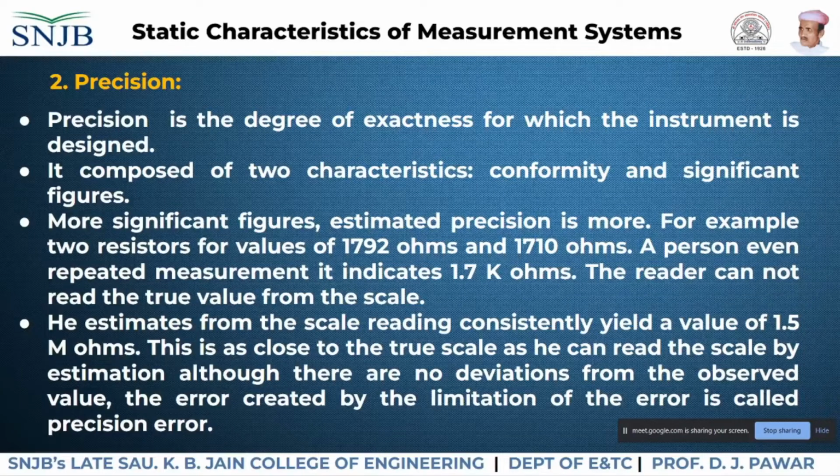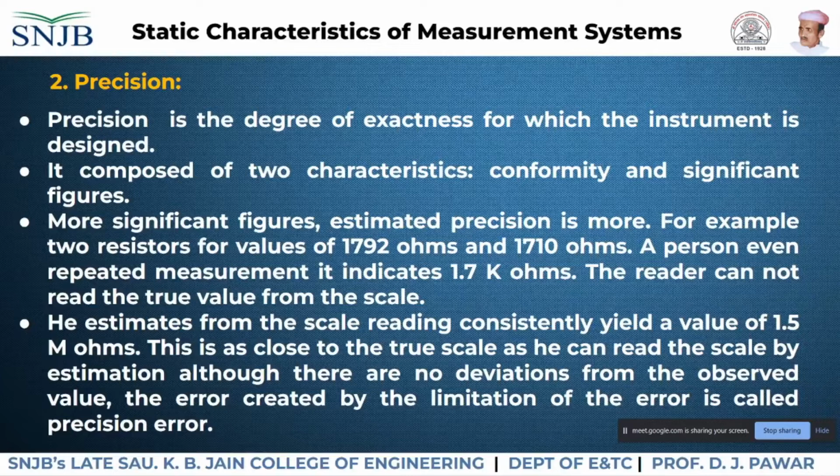It is right. If I measure the resistance using a multimeter, for both of these resistors it will show the value 1.7k. So when it is showing 1.7k, I will write down 1.7k and do my calculations according to 1700 ohms. But the true values of these resistors are 1792 ohms and 1710 ohms. That is why the reader cannot read the true value from the scale. His estimates from the scale reading consistently yield a value of 1.5 mega ohms. This is as close to the true value as he can read the scale by estimation.